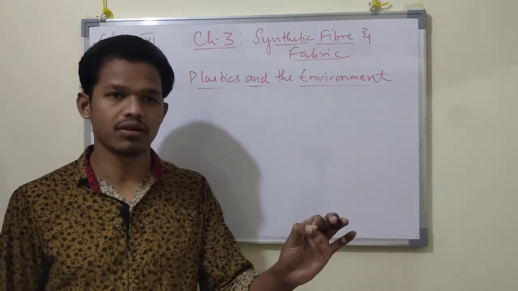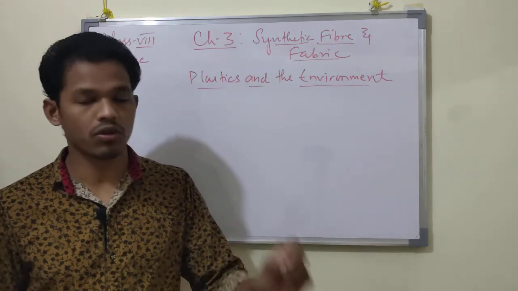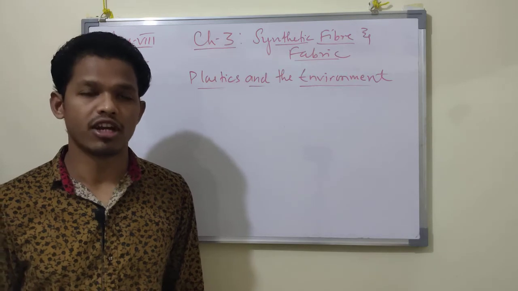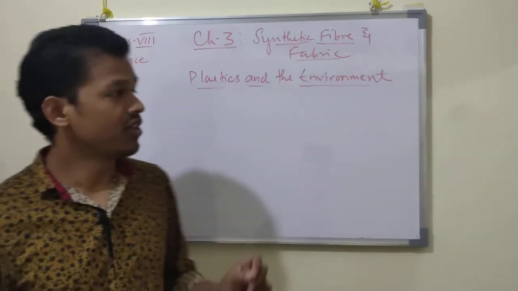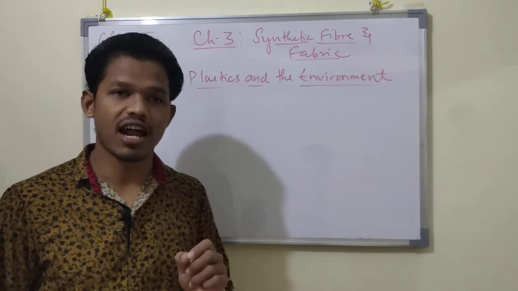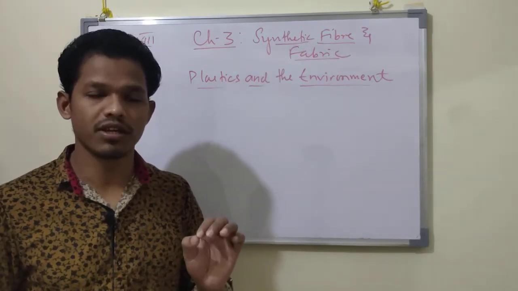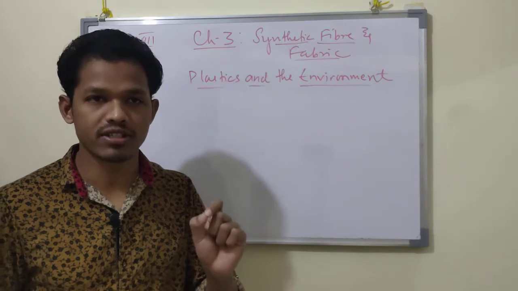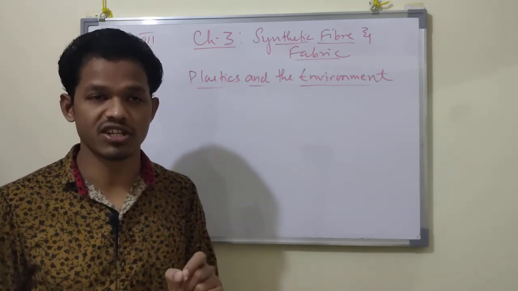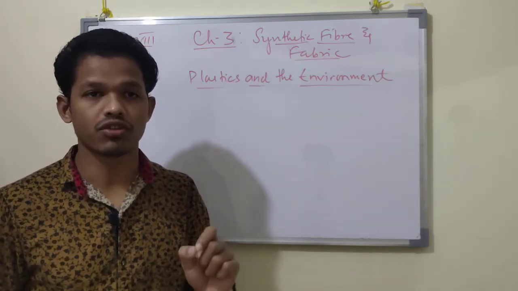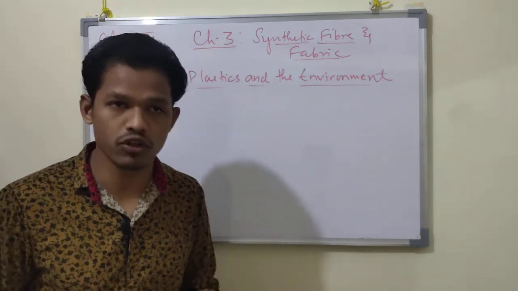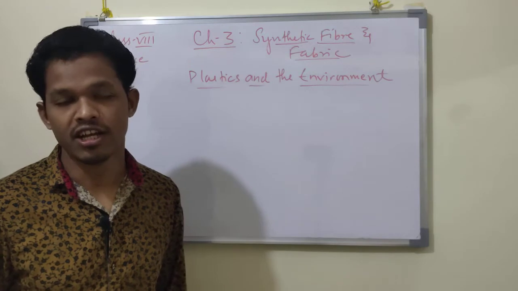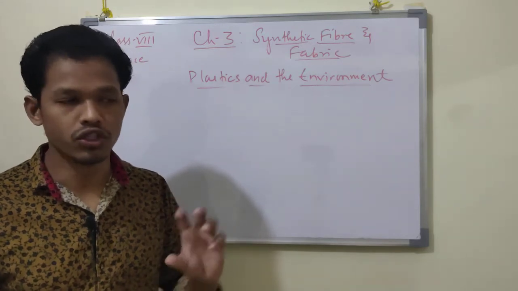Plastics and metal cans are non-biodegradable substances. What is non-biodegradable? Non-biodegradable substances are those which cannot be broken down into simpler or harmless substances by natural processes, by the action of bacteria. Certain bacteria are there which will decompose things.